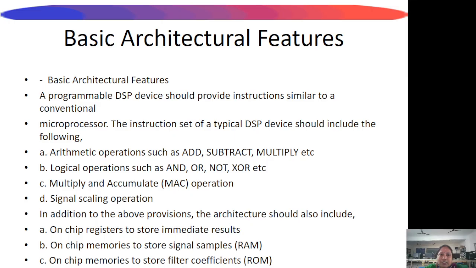DSPs include on-chip registers to store intermediate results. On-chip RAM is used to store signal samples. On-chip RAM is also used to store filter coefficients and constants. These features reduce memory access time. Overall, the architecture is designed for speed and efficiency. These features distinguish DSPs from general purpose processors.